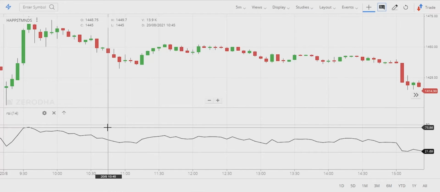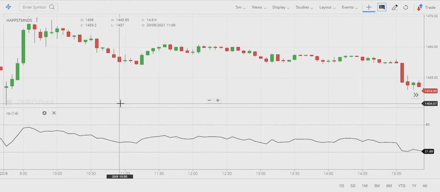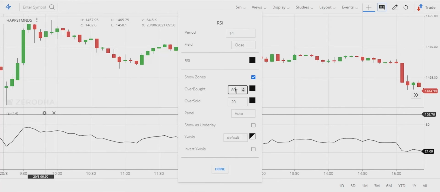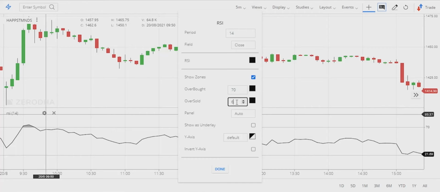80-20 in Zerodha, but traditionally we use the 70-30 setting. So you can change it by clicking on this setting icon. Change this 80 to 70 and this 20 to 30, and done.